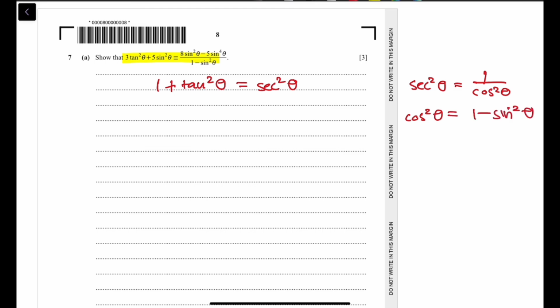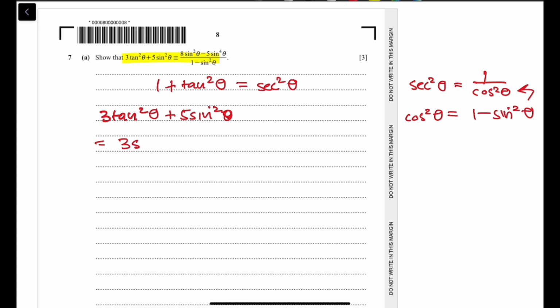What I'm going to do is, I know for a fact that 1 plus tan squared theta equals sec squared theta. And I know that sec squared theta is equal to 1 over cosine squared theta. I also know that cosine squared theta equals 1 minus sine squared theta, so I can then convert that at the end.